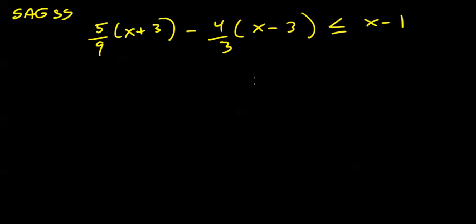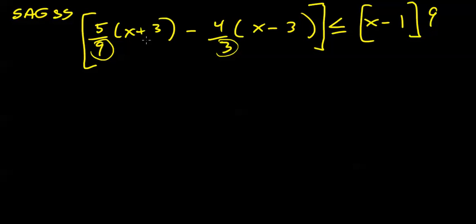If I multiply both sides by the magic number, all these fractions will go away, and the magic number here is 9, right? 9 is the LCM, the least common multiple of 9 and 3. That's 9. So I'm going to multiply both sides, all terms, by positive 9, and I leave the arrow alone.